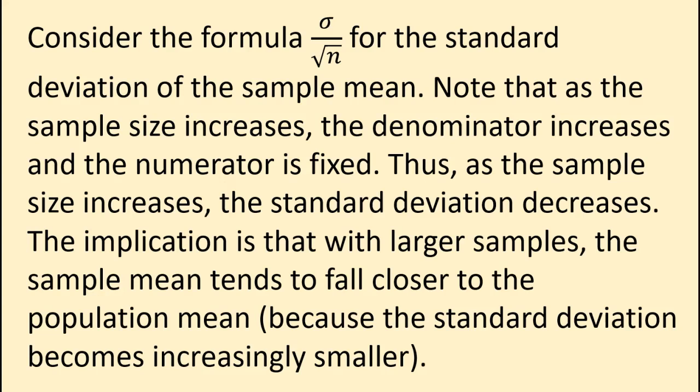The effect of n on the standard deviation of the sampling distribution. Consider the formula sigma divided by the square root of n for the standard deviation of the sample mean. Note that as the sample size increases, the denominator increases and the numerator is fixed. Thus, as the sample size increases, the standard deviation decreases. The implication is that with larger samples, the sample mean tends to fall closer to the population mean, because the standard deviation becomes increasingly smaller.